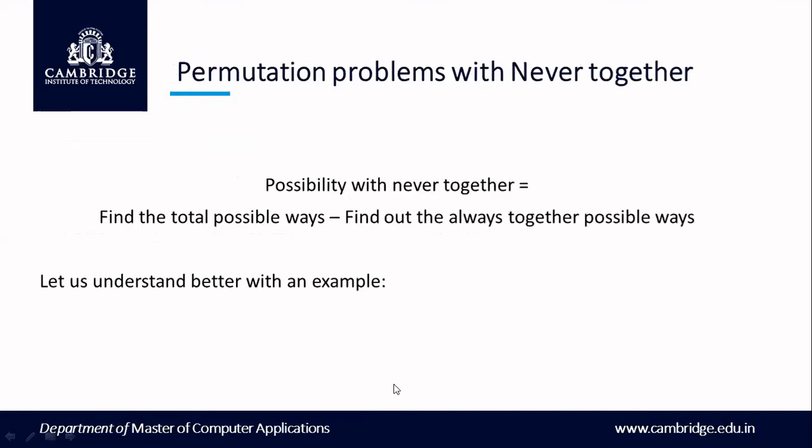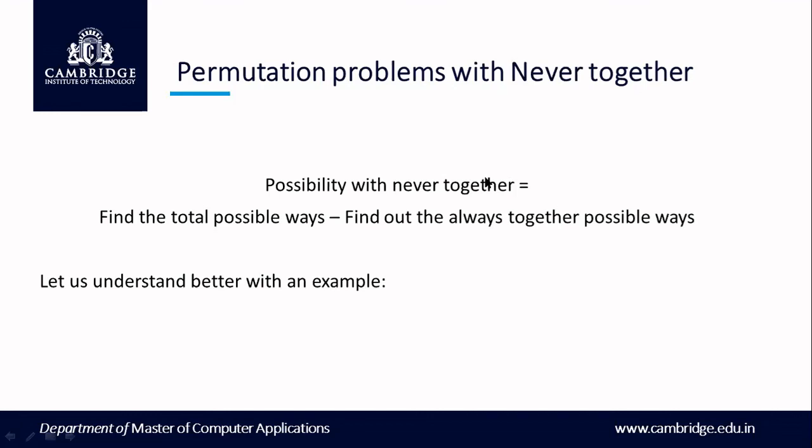The next type of problem is never together. That is, we are going to give some possible values and we say that never it should happen. But that is difficult to find out. But what we can do is, the possibility with never together is nothing but find all the possible ways minus find out all the possible ways together it can happen. The balance will be never together.